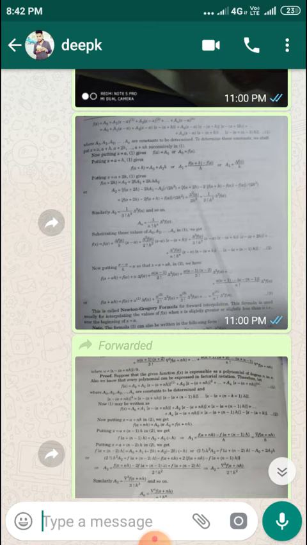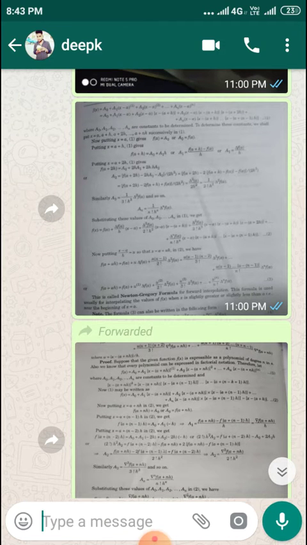The procedure is following. First of all, we have to put x is equal to a in equation number 1. Putting the value x is equal to a, we get f(a) is equal to a0. Hence a0 is equal to f(a). Again putting x is equal to a plus h in equation 1, f(a+h) is equal to a0 plus a1h. Hence the value of a1 is equal to delta f(a) upon h.